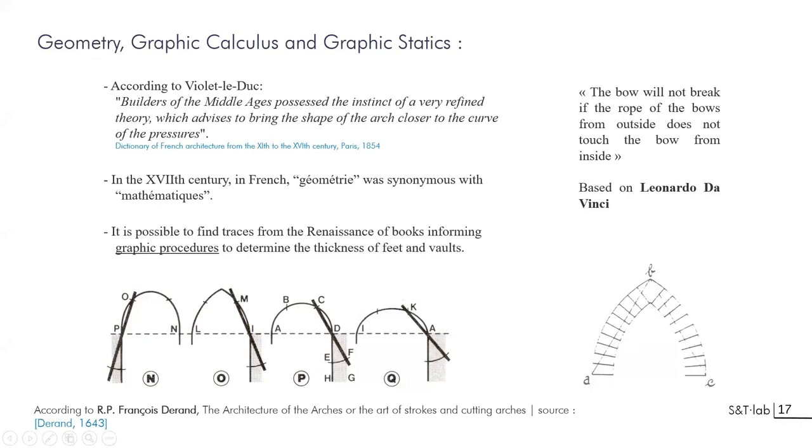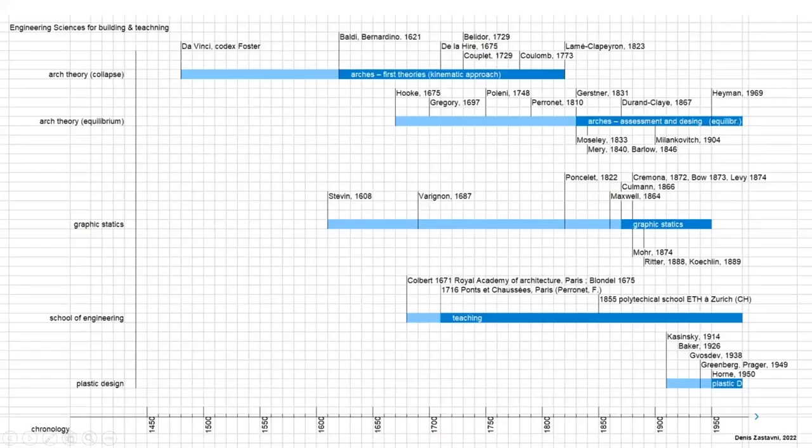Moving from this, if you are looking to timelines, you can see that there are developments that are specific for the two lines about arch theory that will be connected to graphic statics. You will see here in the third timeline the development of graphic statics. You can make a link with what will be taught in engineering school and architectural school. And at the end, there's a link with plastic design that will be established later.